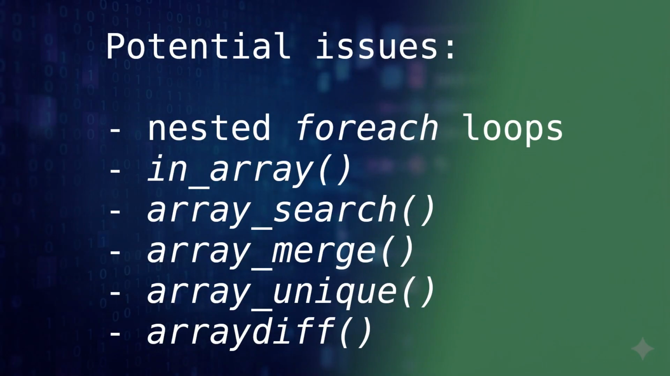Nested loops are definitely an issue. Also, look out for PHP's array functions such as in_array, array_search, array_merge, array_unique, and array_diff. They all take a lot of time to complete and may take a lot of memory. They look like a single line of code, don't they? But they hide a loop inside a foreach loop. This is the number one way PHP developers accidentally create O(n²) complexity.